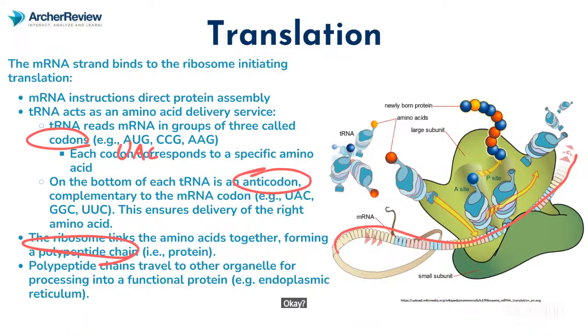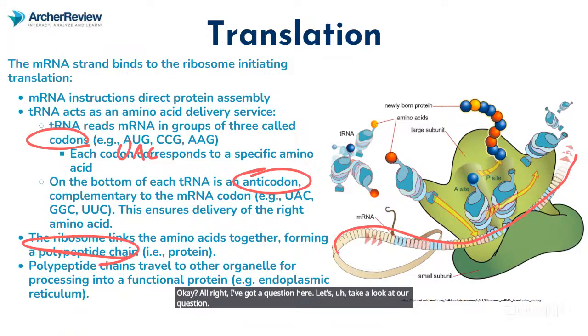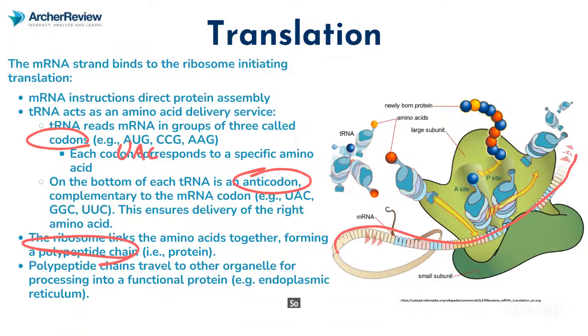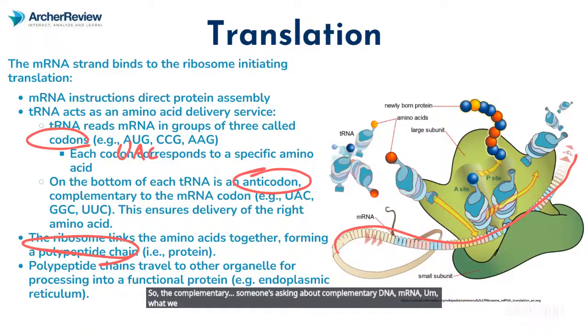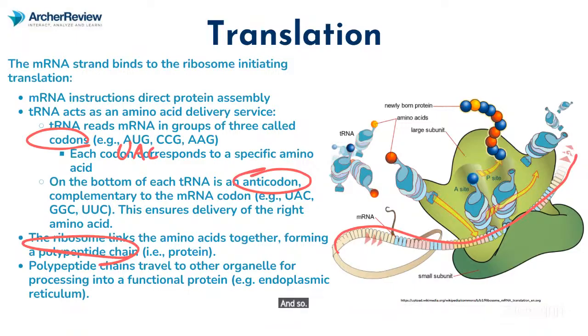Okay? All right, I got a question here. Let's take a look at our question. So someone's asking about complementary DNA, mRNA. What we've got going on here is we're building RNA. We're not building DNA, okay? We're building RNA. And so mRNA is the photocopy, the complement to that part of the DNA, okay? That's what we built in the nucleus. And then that is our photocopy that tells us how to build our protein. Okay, hopefully that answers your question. If not, feel free to ask it again. I'm happy to help.